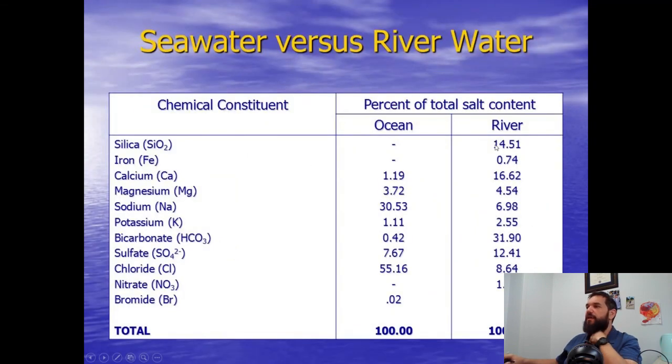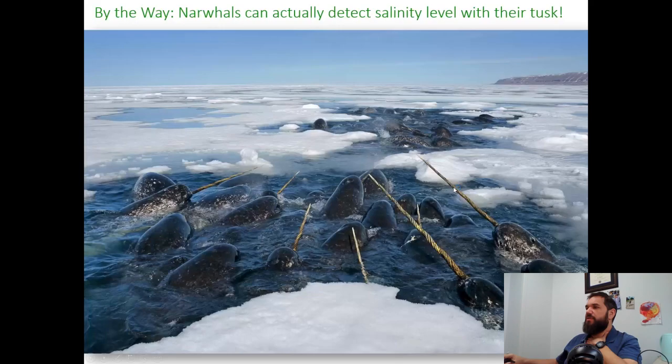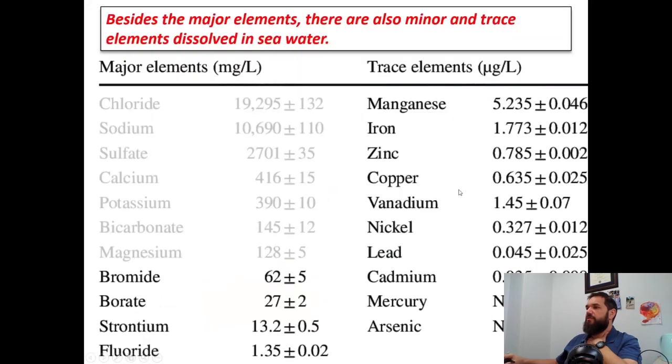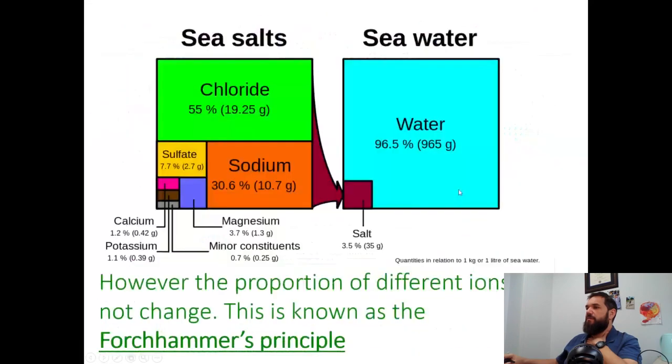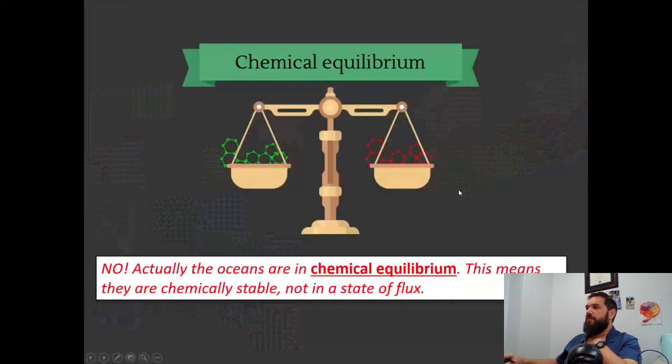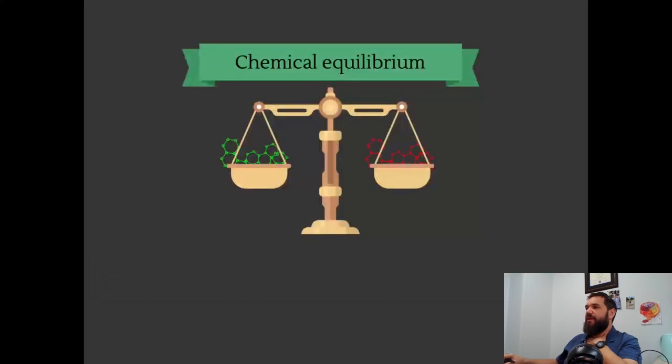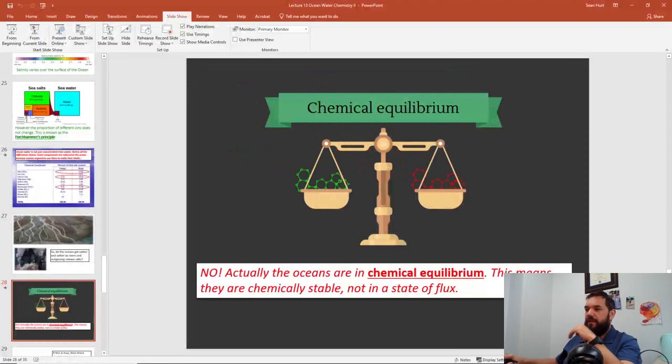Okay, so if you see here, river water has a higher percentage of silicate. Actually, this is in terms of percentages, so this isn't really very useful for us. I didn't really want to show you that one. Well, it's okay, but the answer there is silicate.